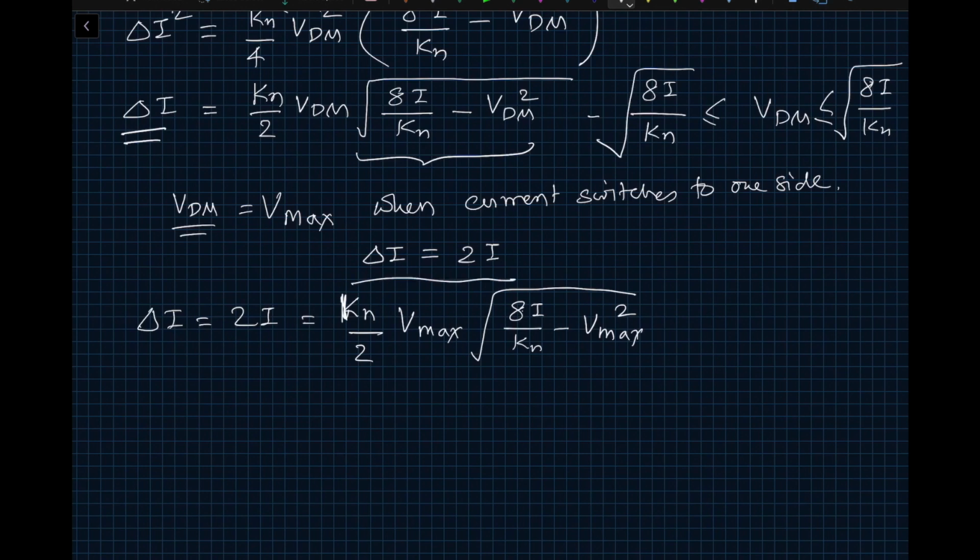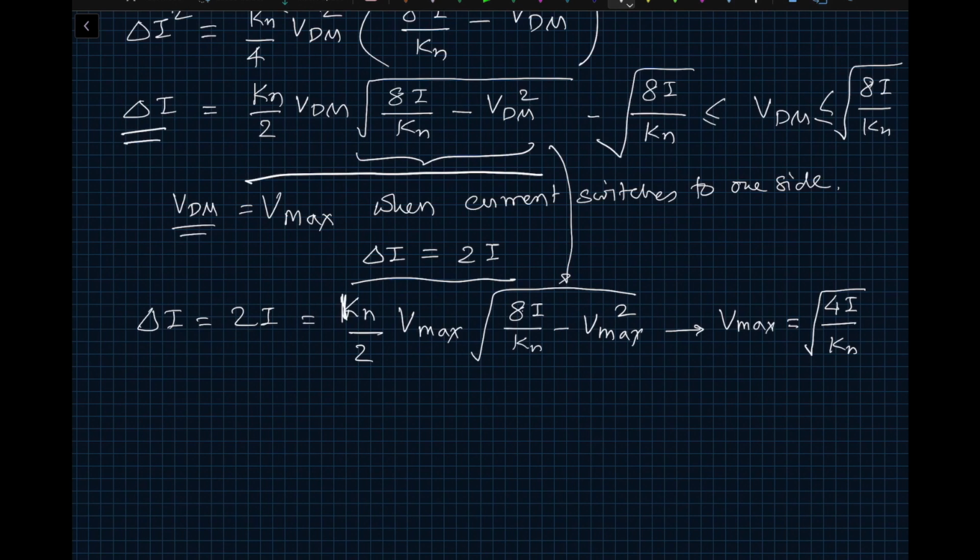So delta I is equal to 2I, and we are going to substitute VDM equal to Vmax in the original equation, and that's what got us here. So we are trying to figure out what the Vmax value is. If you solve this equation, you will see that Vmax is equal to 4I divided by Kn.